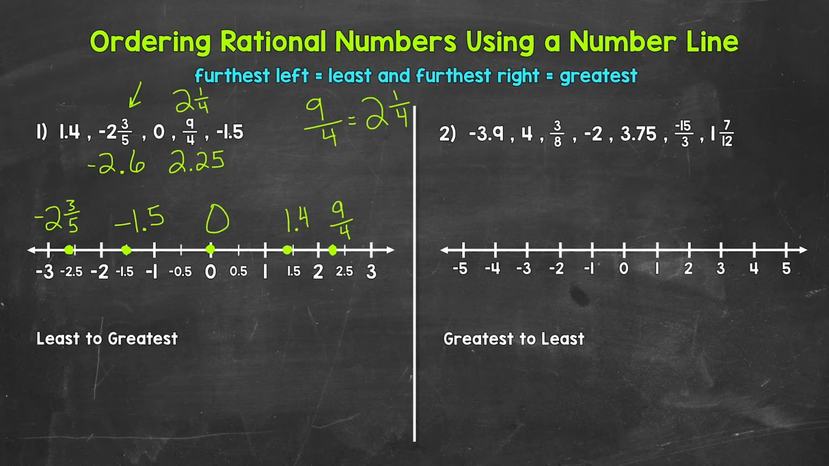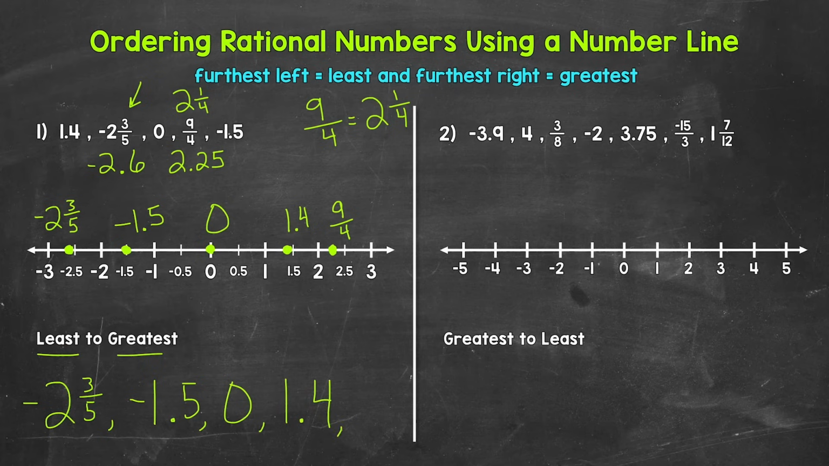Now that everything is on the number line, we can order these from least to greatest. The number furthest to the left on the number line is the least, the lowest in value. And then we can work our way right. So negative 2 and 3 fifths is the least. Then we have negative 1 and 5 tenths, then 0, then 1 and 4 tenths, and then the greatest is 9 fourths. Now, as I wrote those rational numbers in order, I wrote the original form of everything.